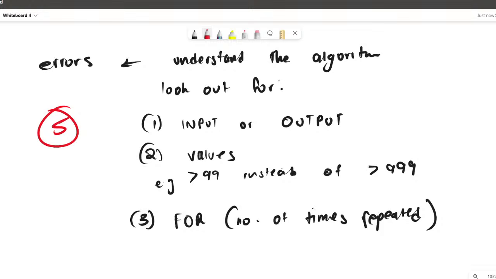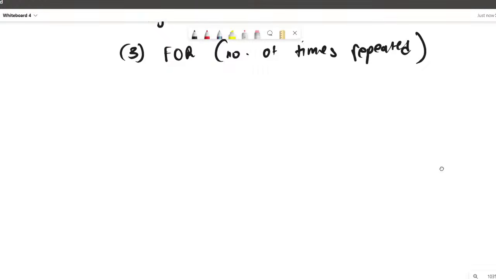So that is how it works. That's how you can tackle the error questions. That's mainly what you do. Let's move on to the other ones. Let's move on to flowcharts.